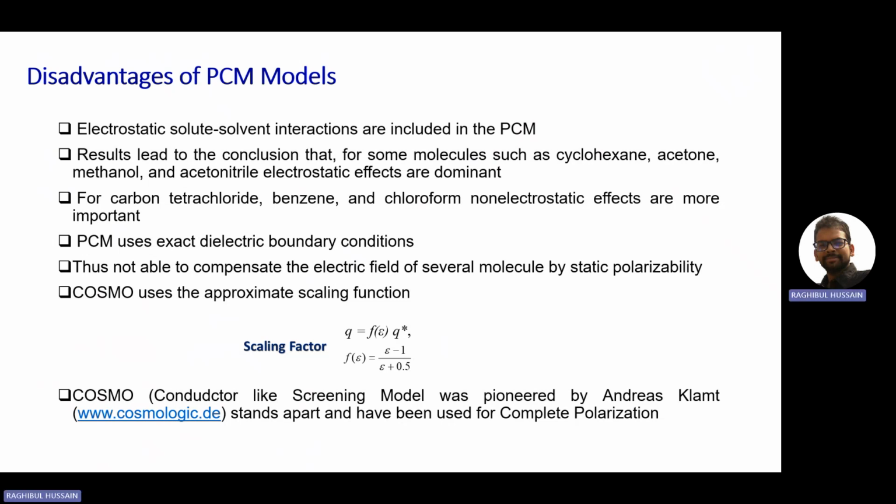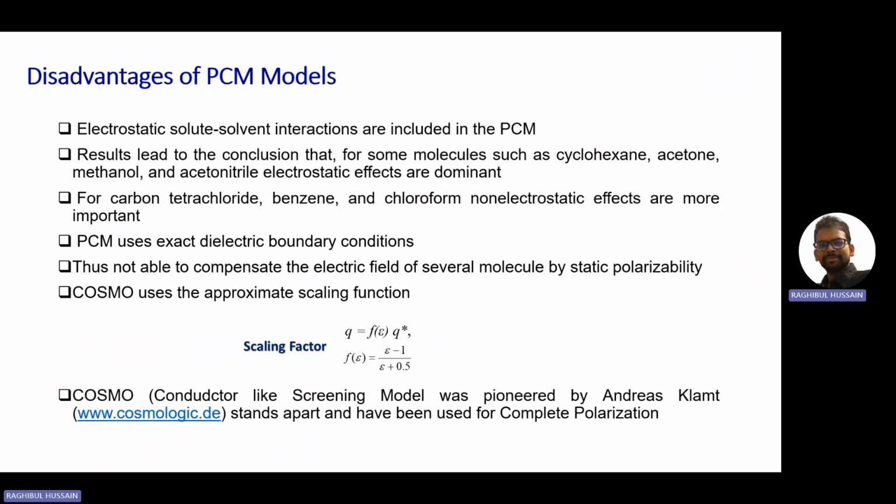Okay. This is a change from PCM. In PCM you have a specific dielectric constant, but here you have an infinite dielectric constant so that it can screen all the solute charges. The only thing is they use a scaling factor. This scaling factor means this inherent solute charge distribution. So you can calculate whatever charge comes onto the surface if you multiply this with a scaling factor.